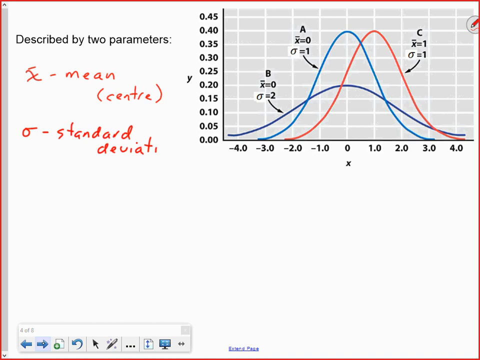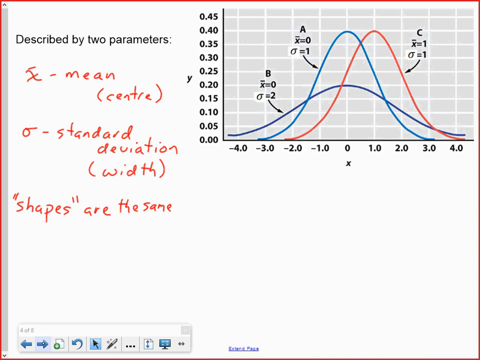And standard deviation, of course, is a measure of the width of the distribution. So the shape of a normal distribution always stays the same, but its location can change if we change the mean, and its width can change if we change the standard deviation.